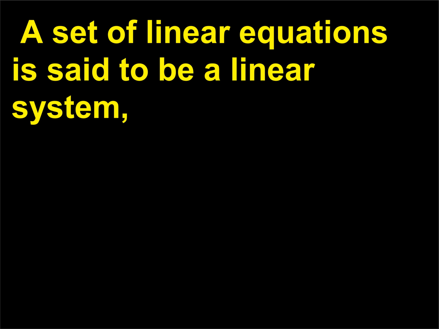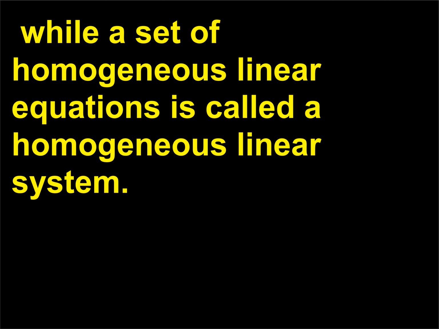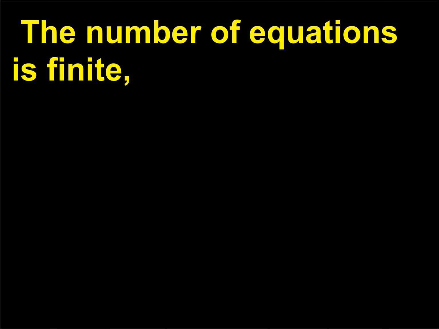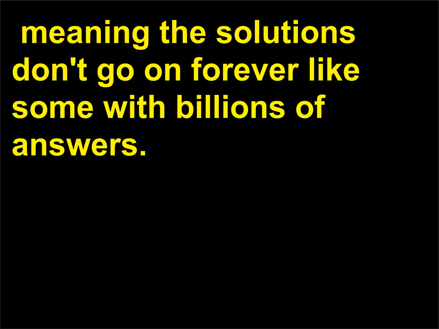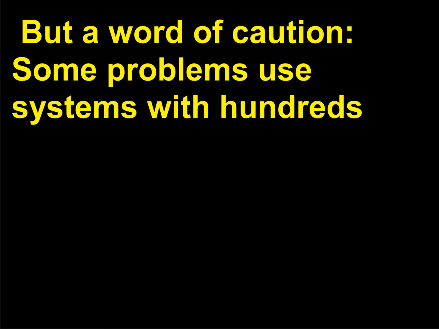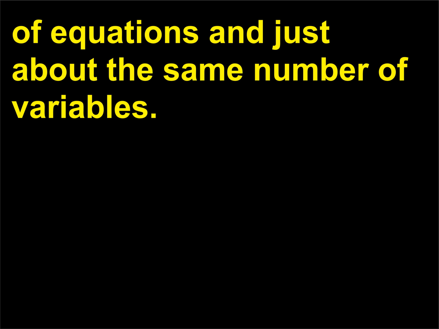A set of linear equations is said to be a linear system, while a set of homogeneous linear equations is called a homogeneous linear system. The number of equations is finite, meaning the solutions don't go on forever like some with billions of answers. But a word of caution, some problems use systems with hundreds of equations and just about the same number of variables.